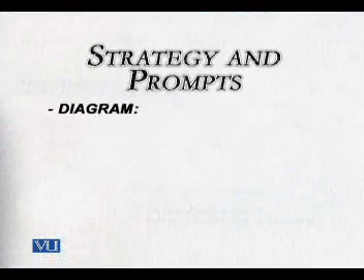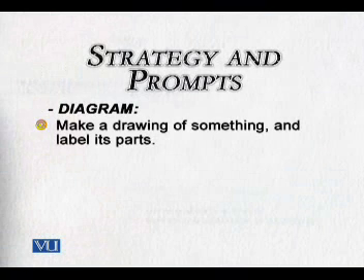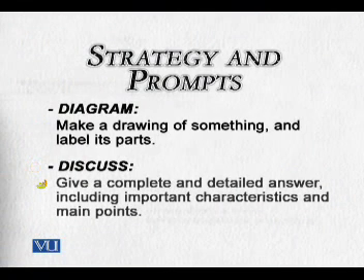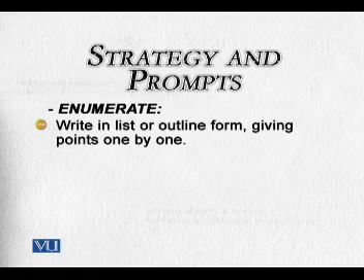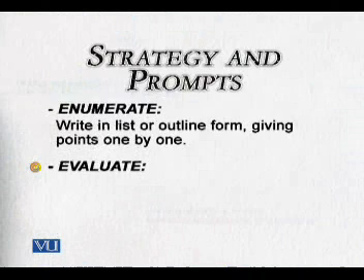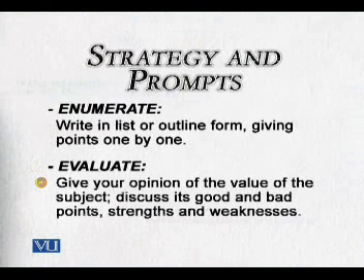Next comes diagram. When I say diagram, it means make a drawing of something and label its parts. Discuss means give a complete and detailed answer, including important characteristics and main points. Then comes enumerate. Enumerate means write in list or outline form. Just list out points. Prepare an outline, prepare a list, okay? And giving points one by one. If you remember, simple listing paragraphs actually are all about this enumeration. Next comes evaluate. Give your opinion of the value of the subject. Discuss its good and bad points, strengths and weaknesses. This is what evaluation is.